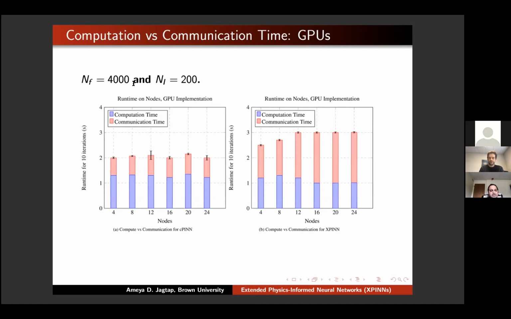But if you go to GPUs, we have increased the residue points to 4,000 and interface points to 200. If you see here, the total wall clock time for CPIN is again more compared to XPIN, but it's slightly more. Here it's 2 seconds, and here it's 3 seconds. Moreover, the communication cost is more because we are finding the additional derivatives in the XPIN here.